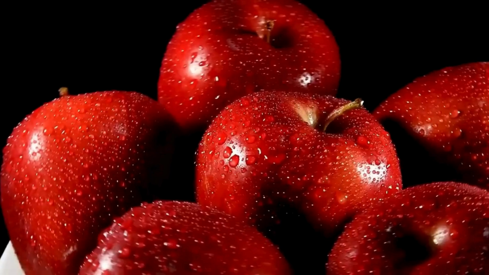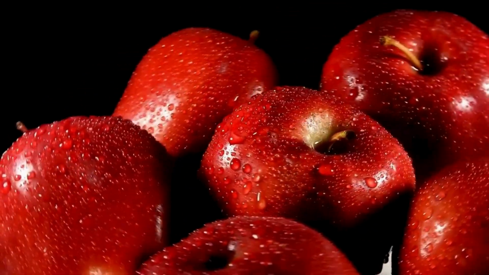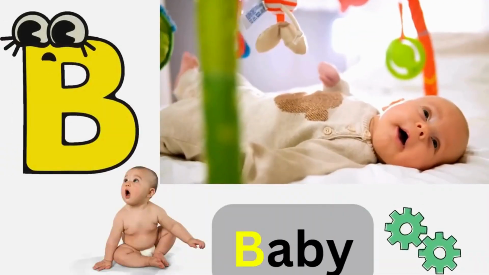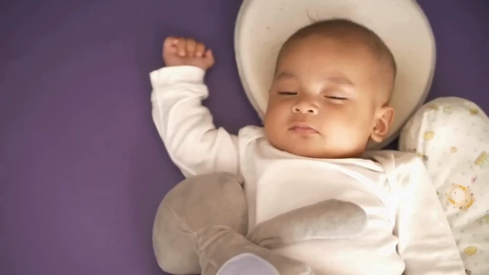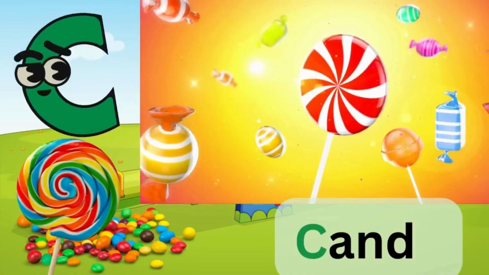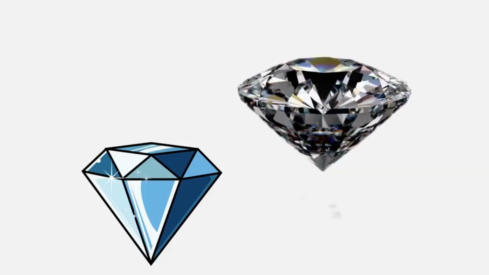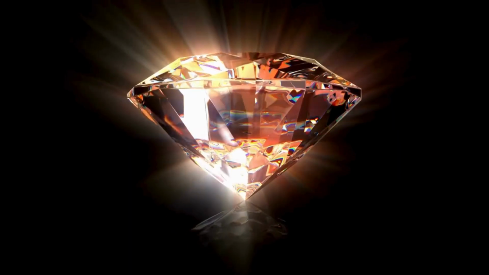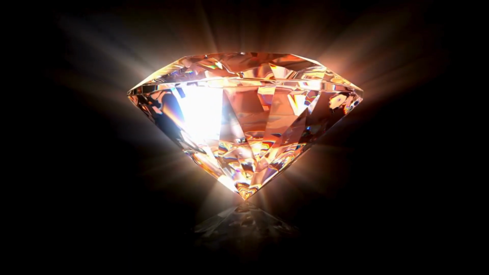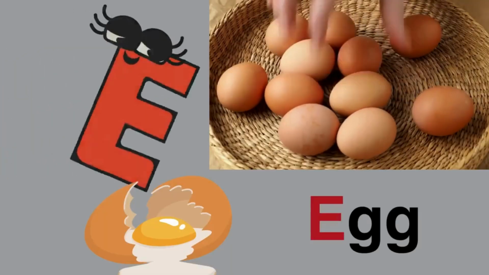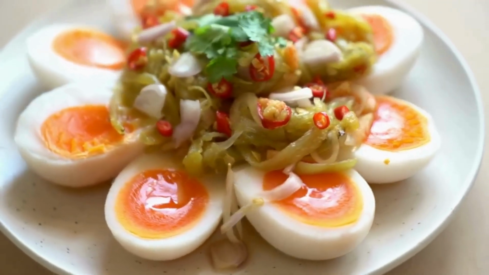A is for apple, apple, apple. B is for baby, baby, baby. C is for candy, candy, C candy. D is for diamond, diamond, D diamond. E is for egg, egg, E egg.